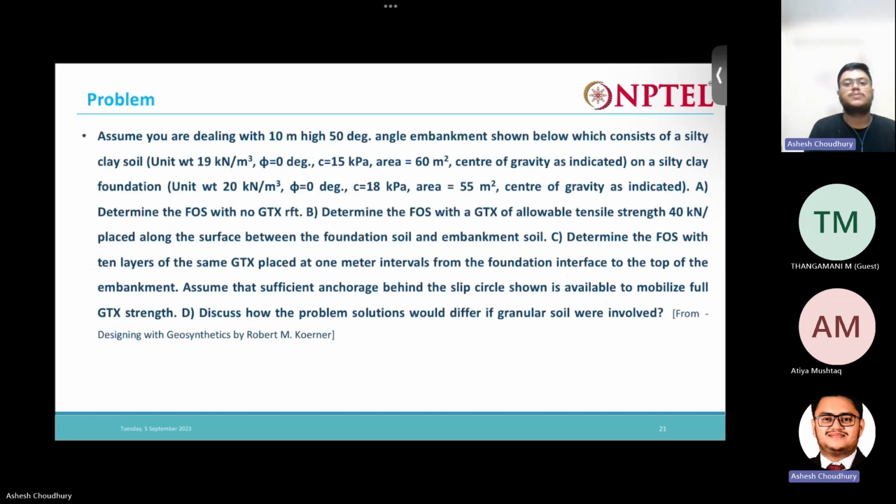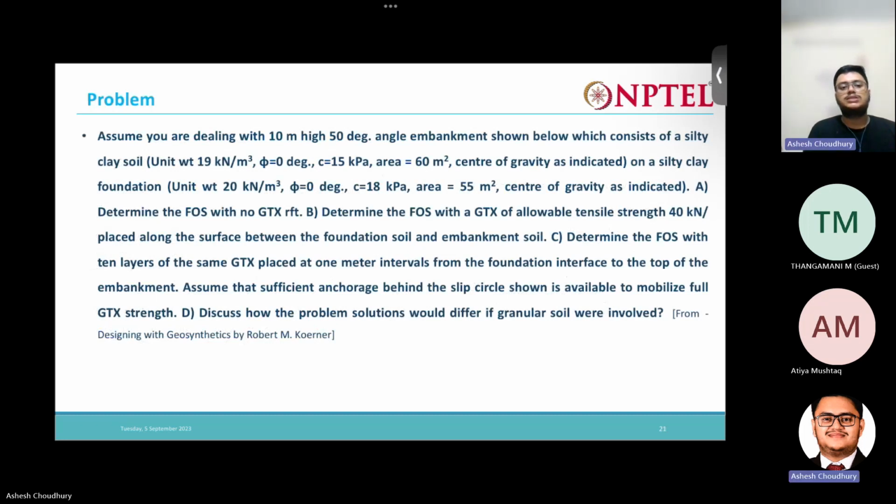Let us read the question first. Assume you are dealing with a 10-meter high, 50-degree angle embankment shown below, formed of a silty clay. The properties of the clay soil are given. Unit weight is 19 kilonewton per meter cube, the friction angle is 0 degrees, and C is 15 kPa. The area is 60 meters square. The center of gravity is also indicated. We will see that.